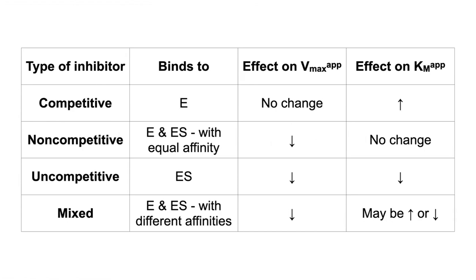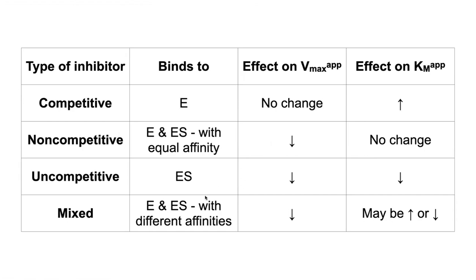Uncompetitive. Here you're binding to ES and only ES. That's going to decrease your Vmax apparent. Remember, you're taking the enzyme out of commission. What it's also going to do is stabilize that substrate-bound form. It's going to pull the reaction towards the enzyme-substrate complex. That's going to decrease your apparent Km, making it look like you have a higher affinity.